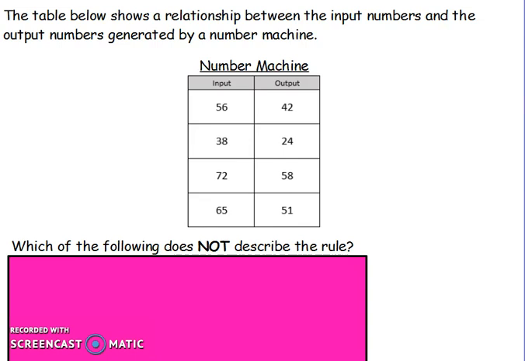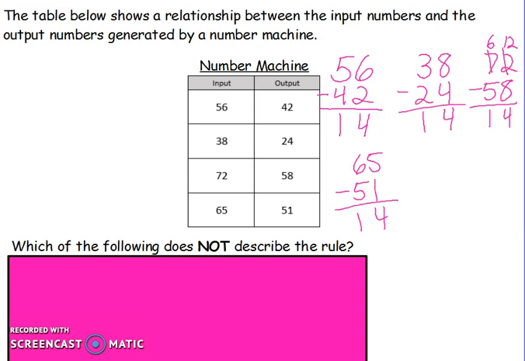This means that 3 of my answer choices are going to be correct and only 1 of them will be incorrect. So I'm going to start by figuring out the rule for this table. I'm looking at my output and I notice that it's less than my input, so I'm going to subtract to see if I can find my rule. 56 minus 42 equals 14. So it looks like my rule is going to be minus 14, but let's test the others to see if it stays the same.